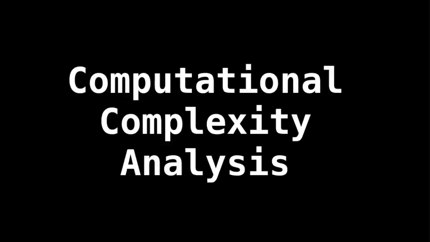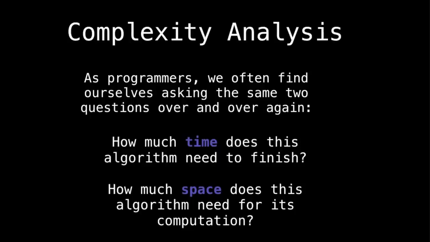Alright, now that we're done with abstract data types, we need to have a quick look at the wild world of computational complexity to understand the performance that our data structures are providing. As programmers, we often find ourselves asking the same two questions over and over again. That is, how much time does this algorithm need to finish? And also, how much space does this algorithm need for my computation?